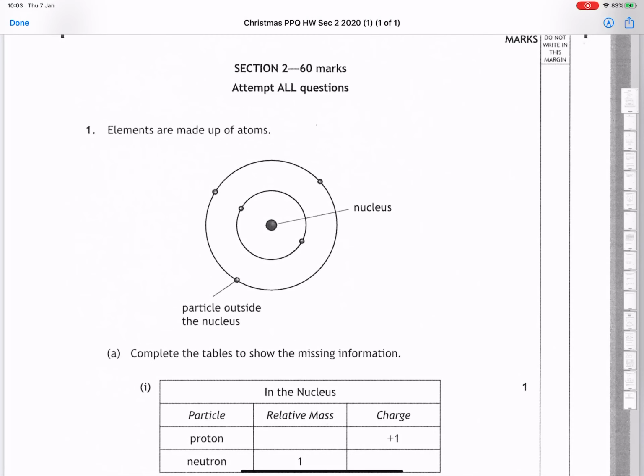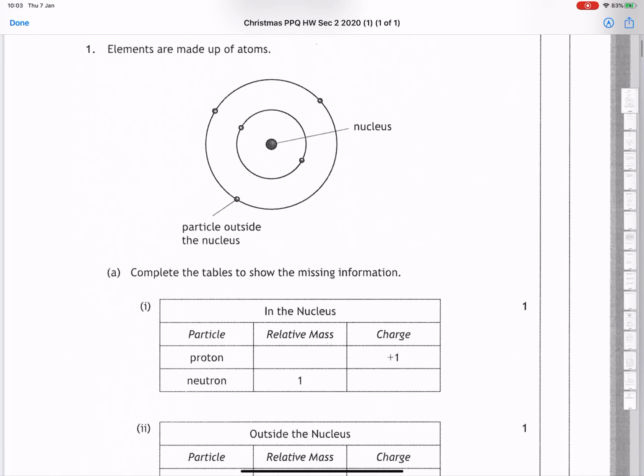Okay, here we go. Here's the answers to the long answer questions for your Christmas past paper homework. Question 1, you have to complete the table about the structure of an atom.